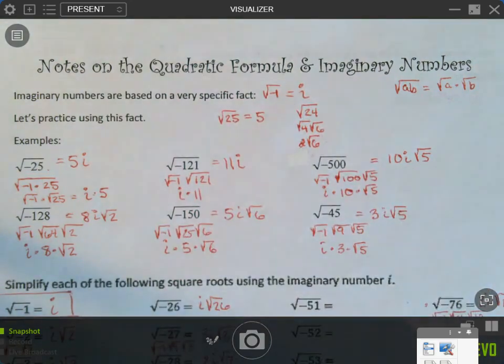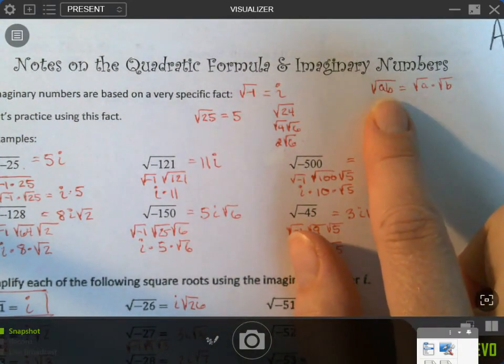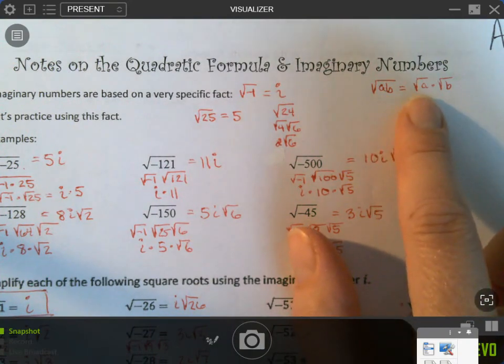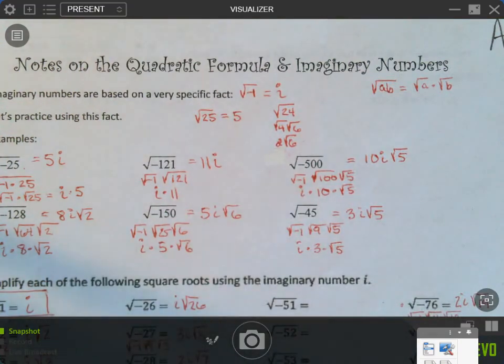So we're breaking out the square root of -1, and we're really using this old rule that if I have multiplication underneath the square root sign, I can break it up to the square root of A times the square root of B. And we had a bunch of examples yesterday. So I'm just going to give you a quick reminder.